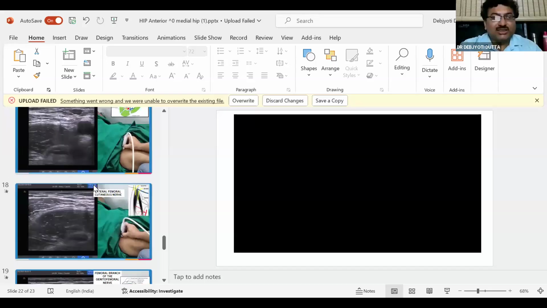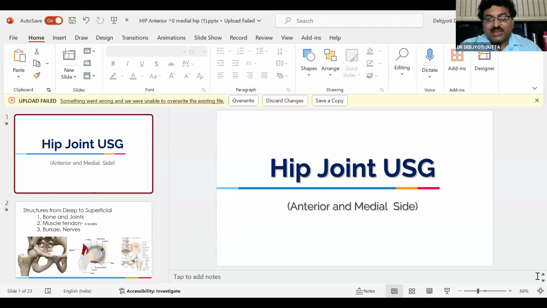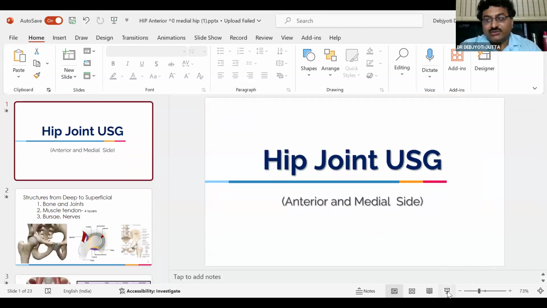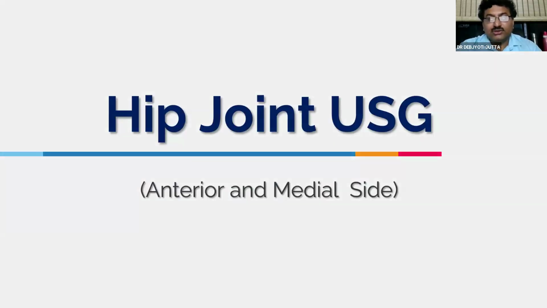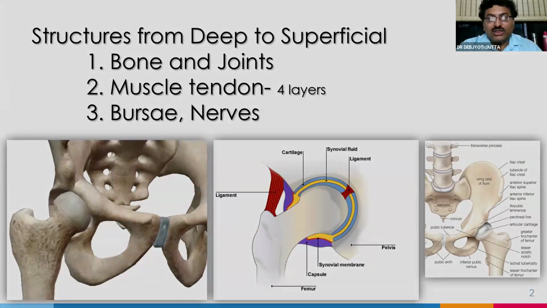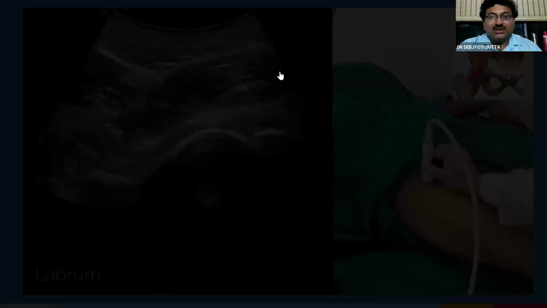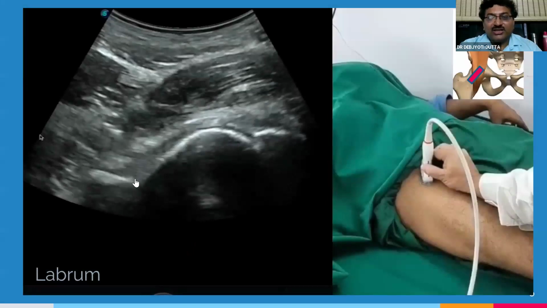Anatomical concepts are clear now. First I am showing a few slides again, and then going forward to the volunteer demonstration. This anatomical part is fully covered, muscles fully covered, iliacus fully covered. Now it is the labrum portion identification.